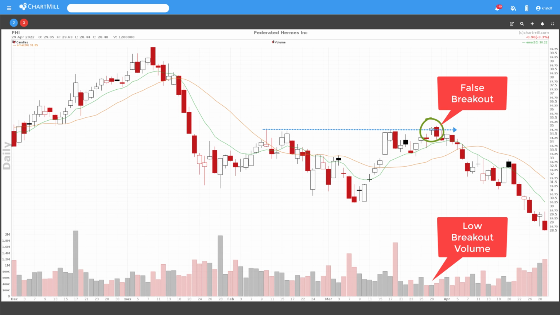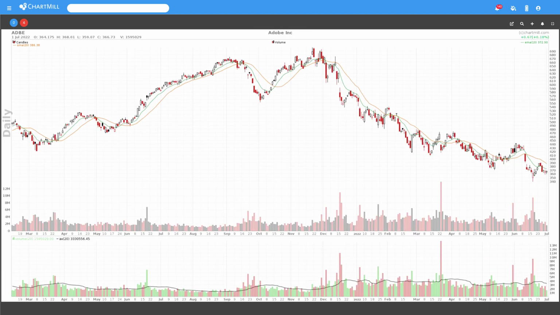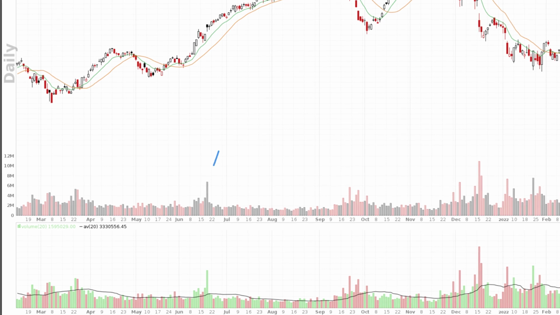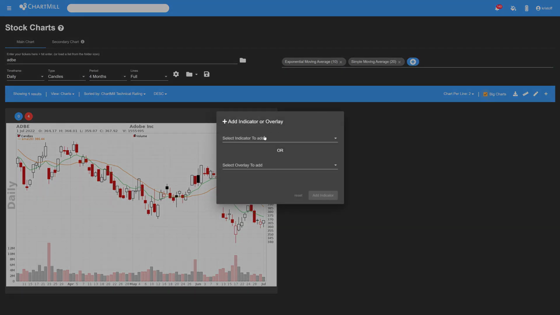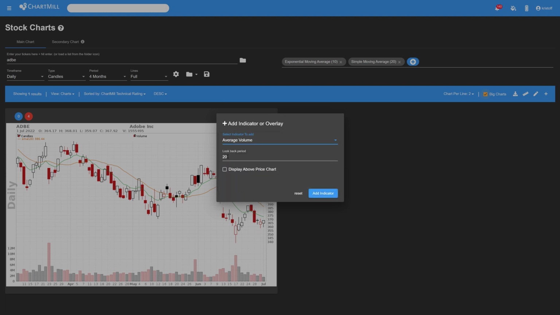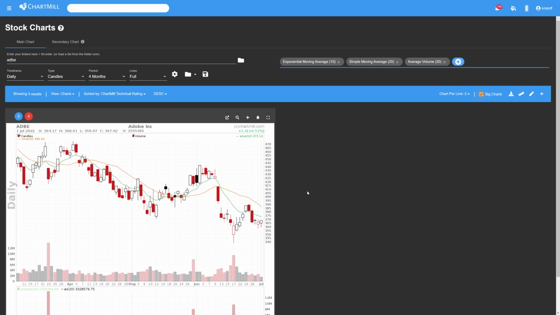Trading breakouts and breakdowns without volume confirmation is the biggest mistake made mainly by investors with little or no experience. Rising volume during breakouts must be interpreted in comparison with the previous days, but also with the average volume over a certain period. In ChartMill, you can add average volume as a separate indicator. In this chart, for example, I have defined the average volume over a period of 20 trading days.